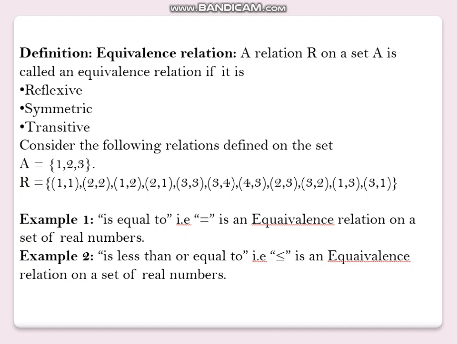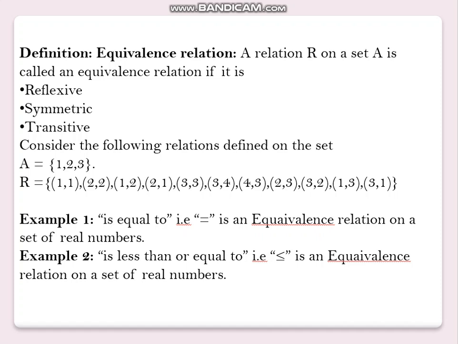Now for any a related to b, we should have b also related to a. Let us check for such pairs. We have (1,2), (2,1), (3,4), (4,3), (2,3), (3,2), (1,3), (3,1). So for each pair a related to b, we also have b related to a, and the relation is a symmetric one. For transitivity, we should check if a is related to b and b is related to c, we should have a related to c.